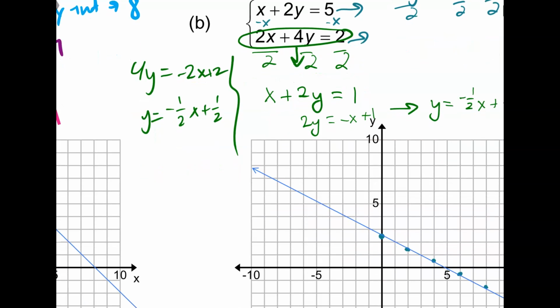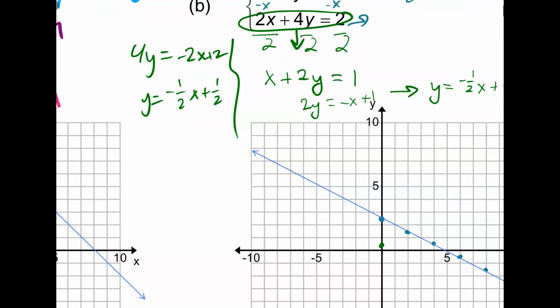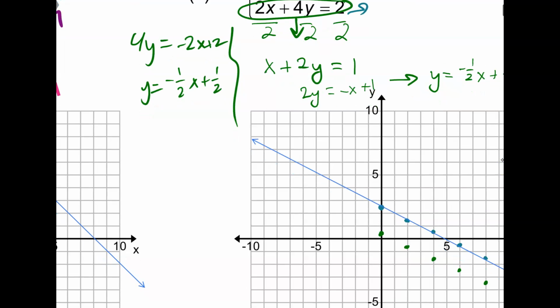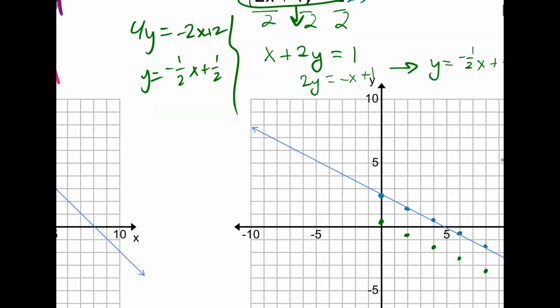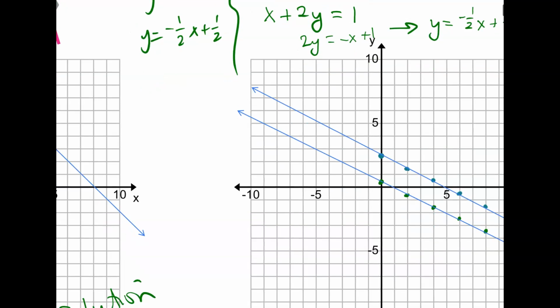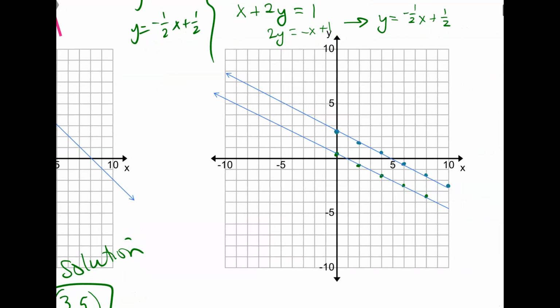Okay, so I have 1/2. So it's halfway between 0 and 1. And the slope is negative 1/2. So down 1 over 2, down 1 over 2, down 1 over 2, down 1 over 2. Ooh, interesting. Maybe you don't see it. Okay, parallel. That means that there is no solution. Exactly. These are parallel. No solutions.